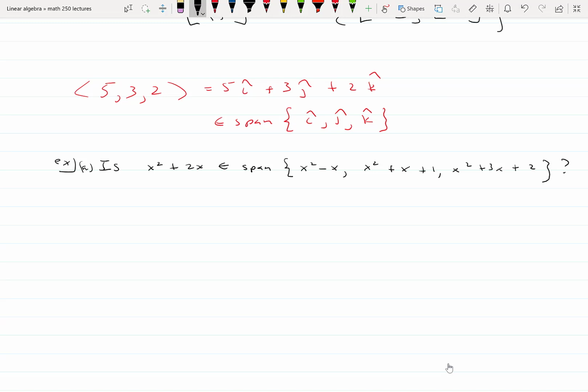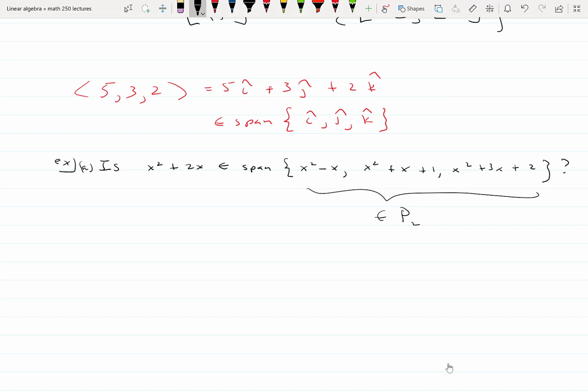Is that true? So what vector space are we in? What's the master vector space, the big vector space that this span is in? The span of these three polynomials is in what vector space? It's in P2. These vectors are in P2, the set of all polynomials of degree less than or equal to 2.